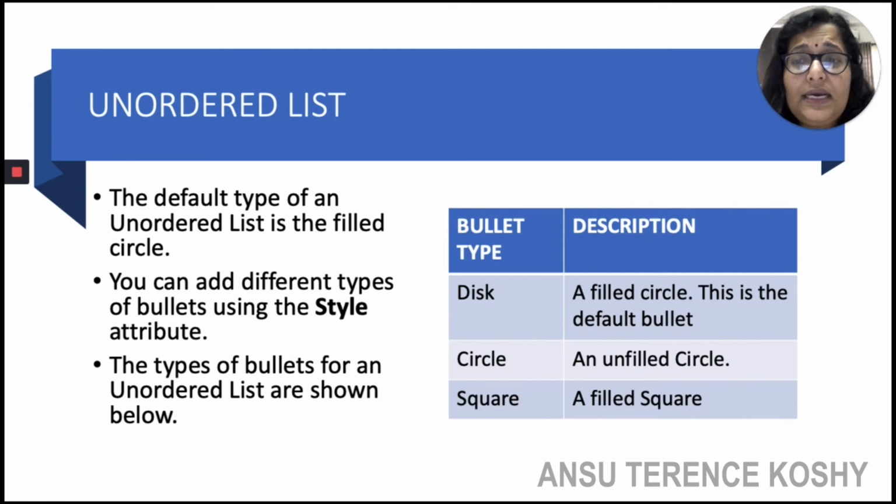The default type of an unordered list is a filled circle. This is a filled circle. This is what you get when you use an unordered list. You can add different types of bullets using the style attribute. When you use a style attribute in it, you can change this pattern into another one. The types of bullets for an unordered list are shown below. Disk, a filled circle, this is the default bullet. Circle, an unfilled circle. That is, if you don't want anything in it, if it is empty in it, then it is an unfilled circle.